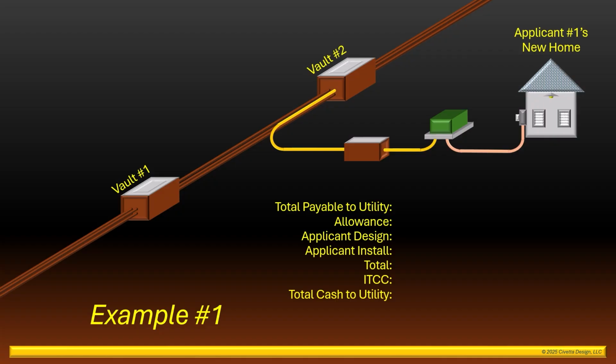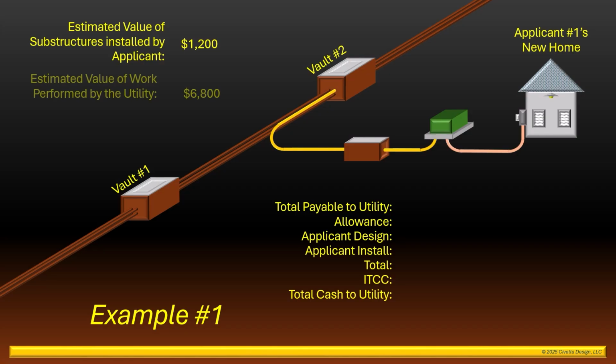First, the cost estimate will provide the estimated value of the facilities installed by the applicant and deeded to the utility. In our example, $1,200. And second, it will show the estimate for the installed cost of the work performed by the utility, $6,800. The total estimated installed value of the work by both the applicant and utility, $8,000, is the amount payable to the utility prior to commencing its work.